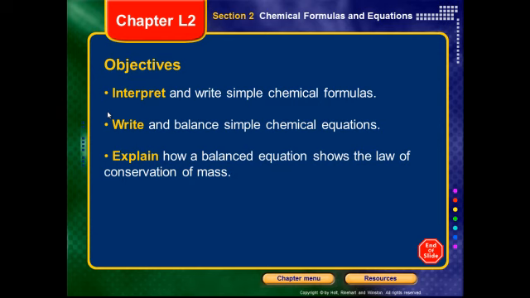Let's start. We'll start by section 2, chemical formulas and equations. In this lesson we'll go through these objectives. You have to understand how to write simple chemical formulas, to know how to write a balanced simple chemical equation, and explain how a balanced equation shows the law of conservation of mass.